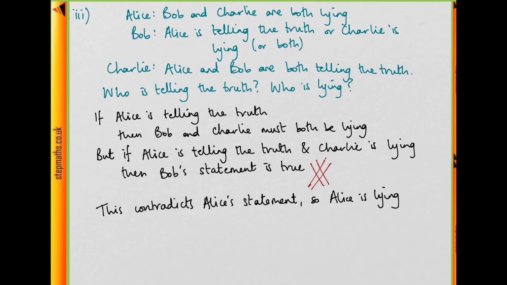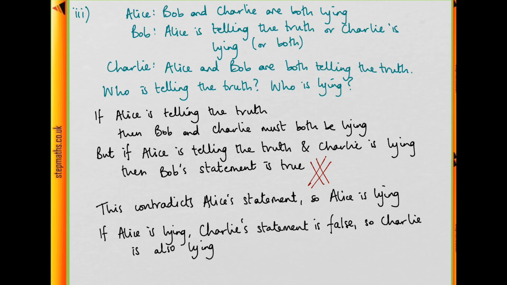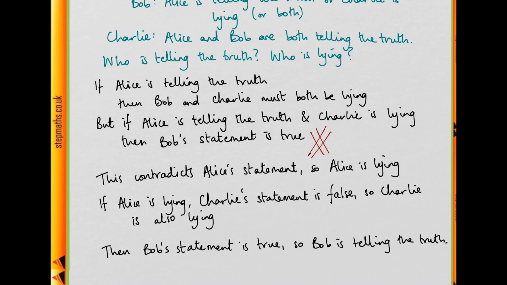And if Alice is lying, then Charlie's statement that Alice is telling the truth must also be a lie. But then we see that Bob's statement is satisfied because Charlie is lying, and so Bob is telling the truth. And so we see that the liars are Alice and Charlie, and Bob is telling the truth.